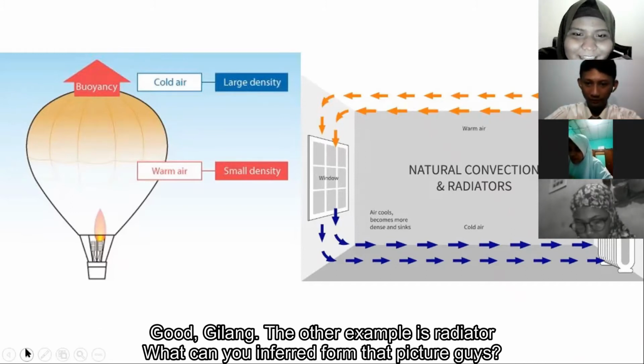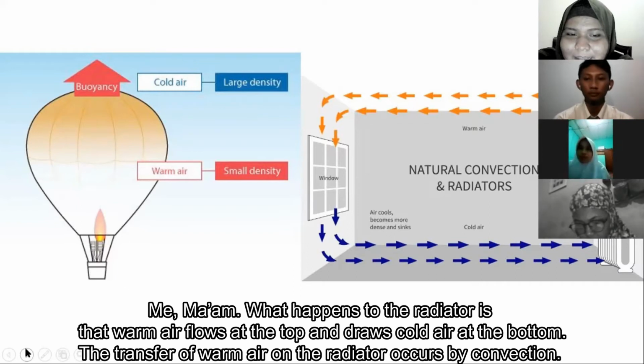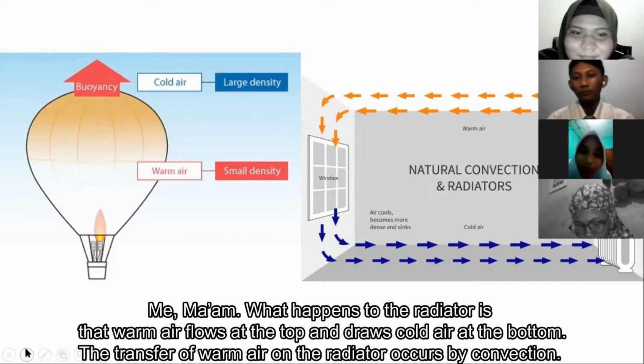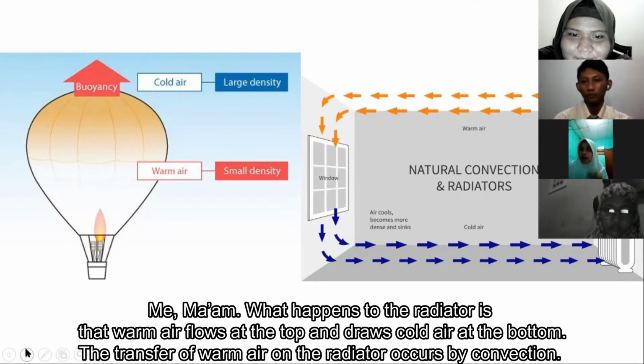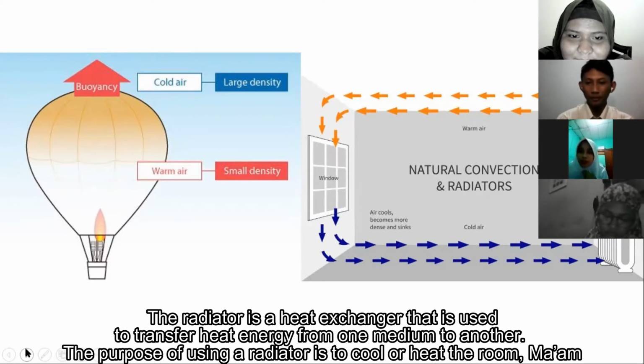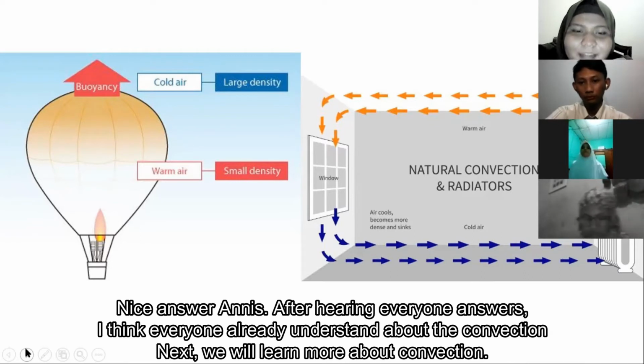Very good, Gilang. The other example is the radiator. What can you infer from this picture, guys? Me, ma'am. Okay, Anis? What happens in the radiator is that warm air flows at the top and pushes the cold air to the bottom. The transfer of warm air in the radiator occurs by convection. The radiator is a heat exchanger that is used to transfer heat energy from one medium to another. The purpose of using a radiator is to cool or heat the room, ma'am. Nice answer, Anis. After hearing everyone's answers, I think everyone already understands convection.